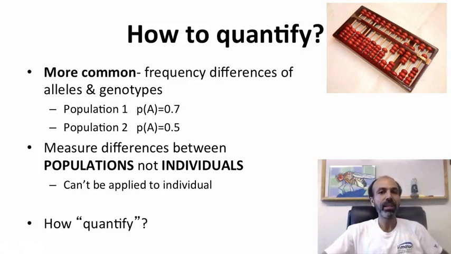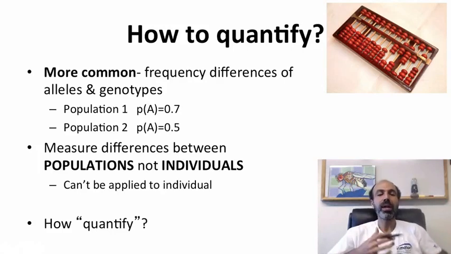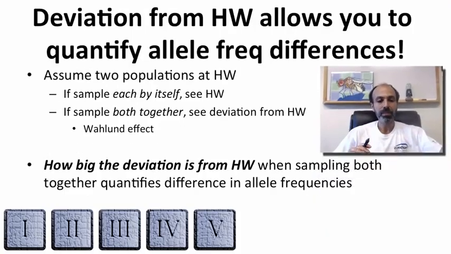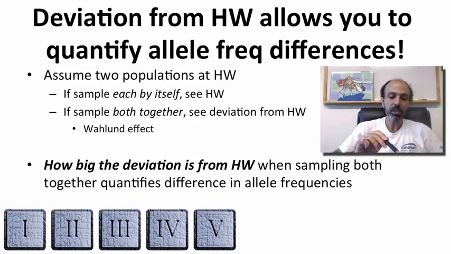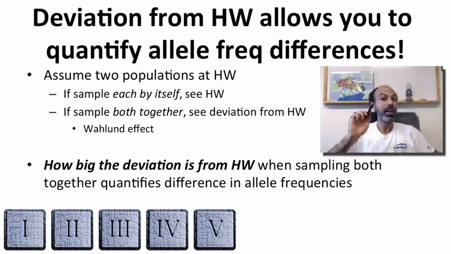Well, this poses a challenge. How do we quantify these slight differences in frequency between populations? Well, the deviation from Hardy-Weinberg that's associated with the Wahlund effect that I've already introduced actually allows you to quantify allele frequency differences between populations. So let's assume that two populations are at Hardy-Weinberg, and that is an important assumption. We'll come back to that later.